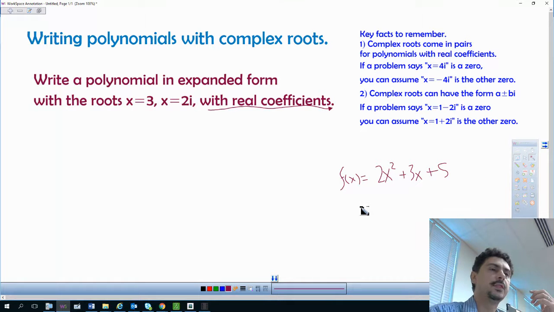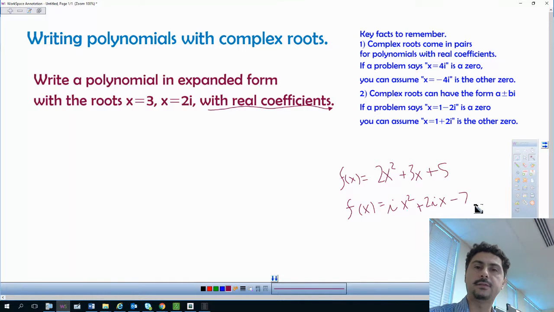Let's just say that would be a polynomial with real number coefficients. All right? They're not looking for things like this. f of x equals i x squared plus 2ix minus 7. They don't want to see i in the final answer. And since they're not looking for this kind of crazy polynomial, they're looking for the ones with real coefficients. What that means is something very powerful in order to get a final answer like this. It means complex roots come in pairs for polynomials with real coefficients.